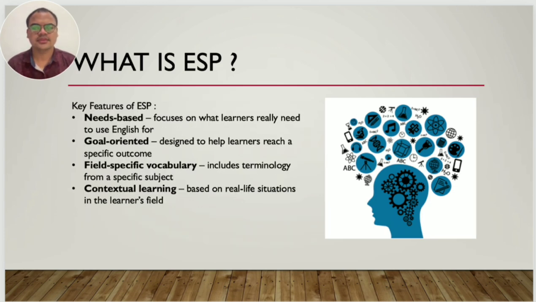Key feature for ESP is needs based. First, needs based. Focus on what learner really needs English for. 2. Goal oriented. Designed to help learners reach a specific outcome. 3. Field specific vocabulary. Includes terminology from a specific subject. And 4. Contextual learning. Based on real life situations in the learner's field.